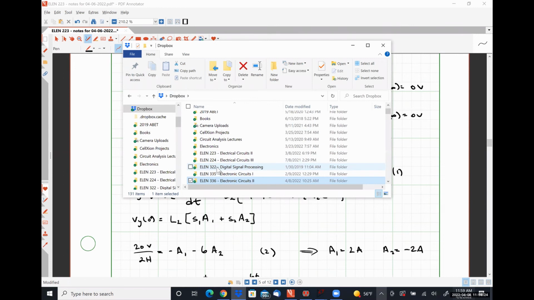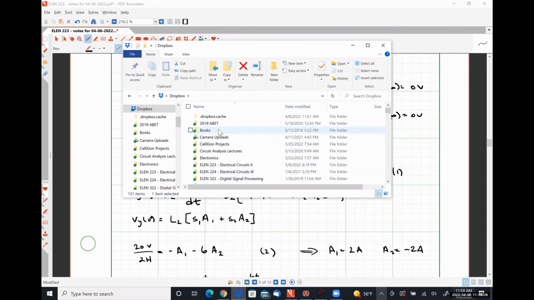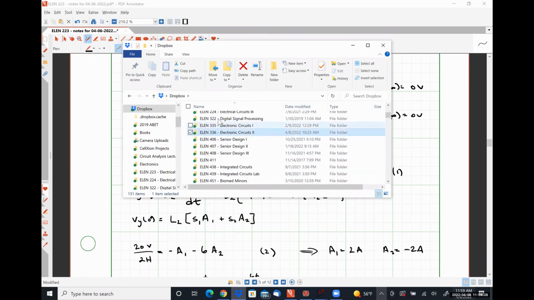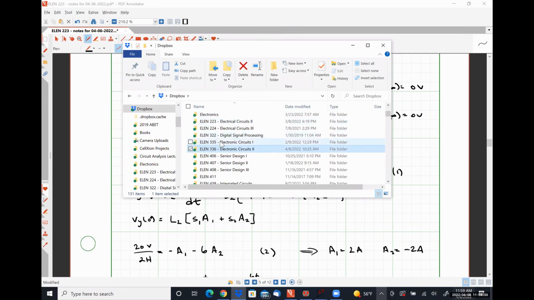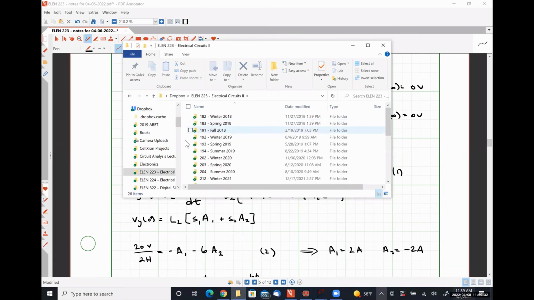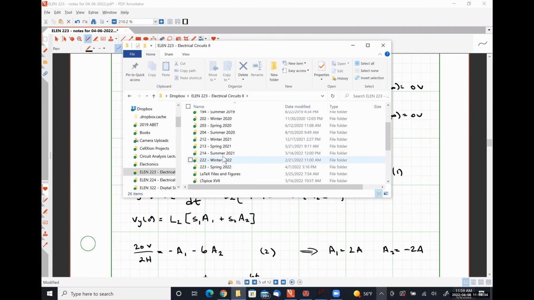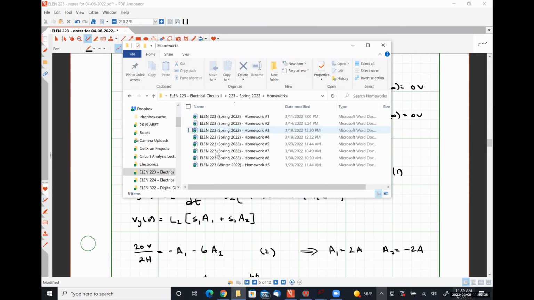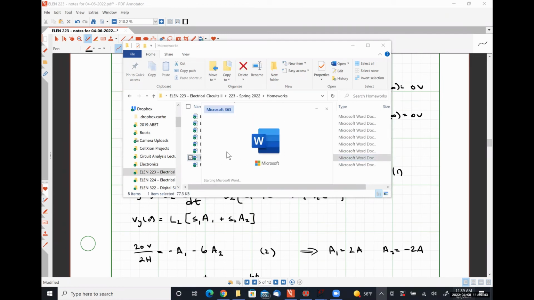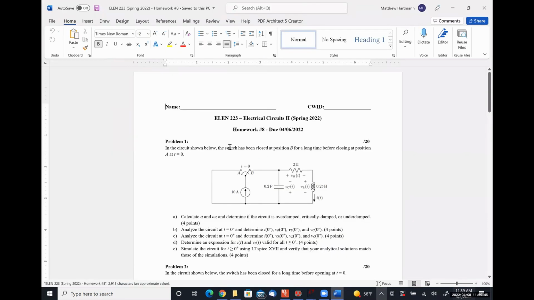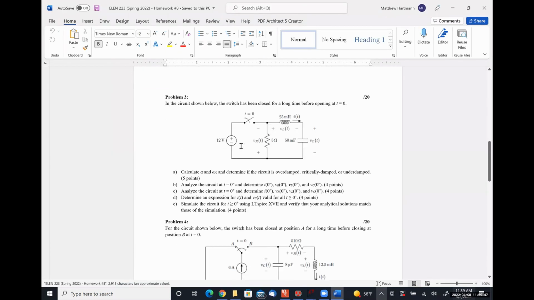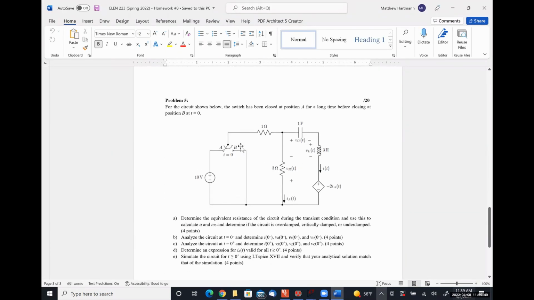All right, so let me see exactly what it is that you're talking about. The current flowing through the node determines what its voltage is. So the question is regarding homework 8, problem 5, you said, right? It's just the behavior of the dependent source during the transient condition.